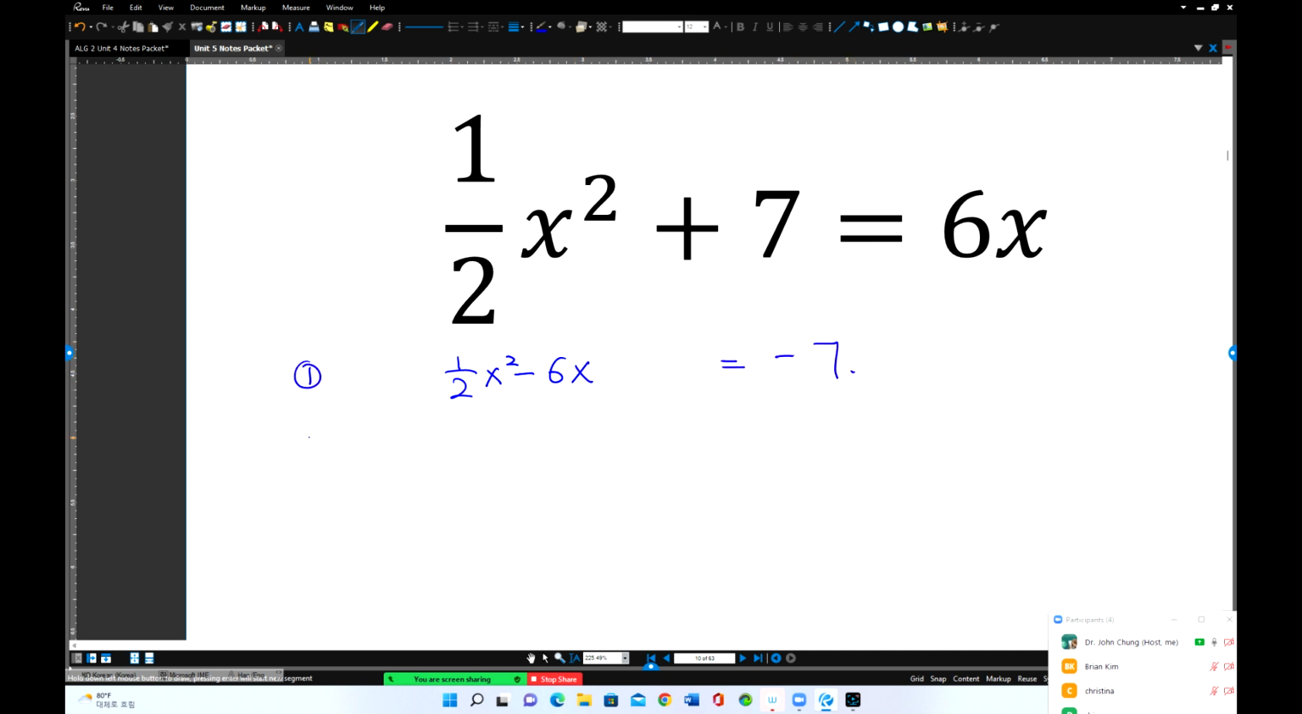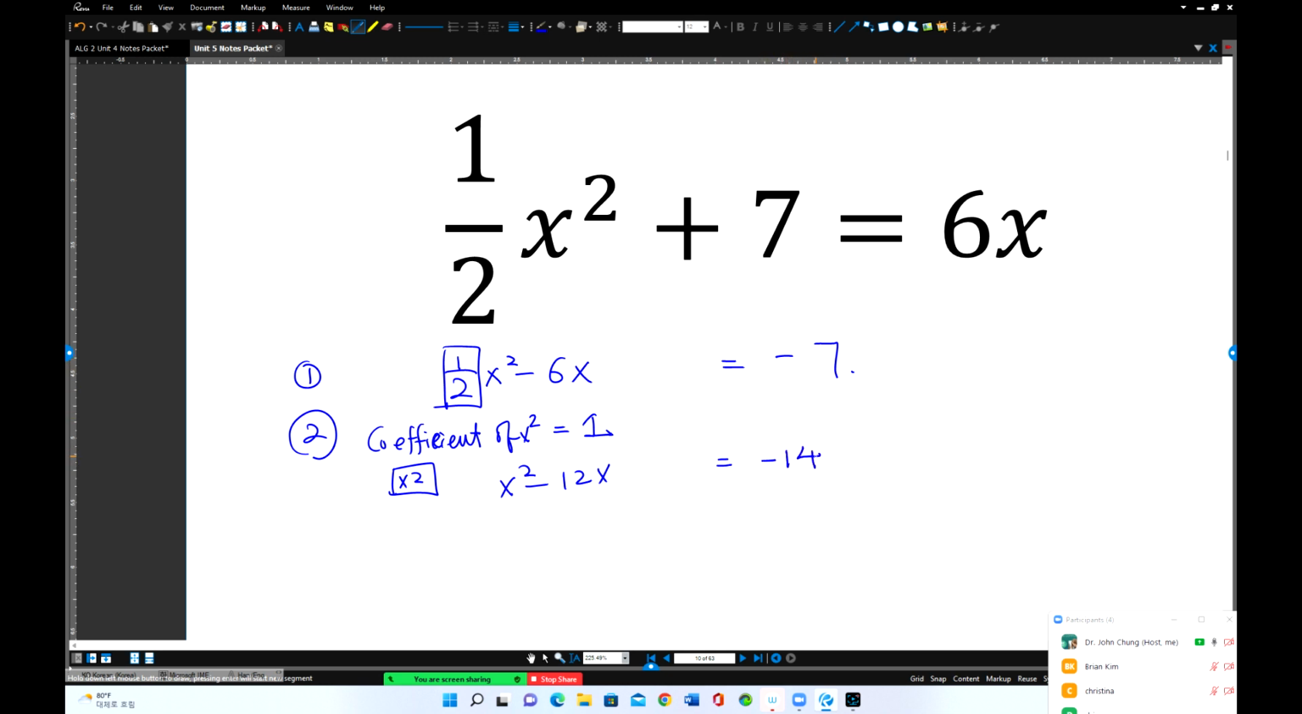But you gotta be careful. When you use complete the square, the coefficient of x squared must be equal to 1. This is 1/2. We cannot use complete the square, okay? So to make it 1, multiply all the terms by 2. So 1/2 times 2 is what, x squared. Negative 6 times 2 is what, negative 12x, equals negative 7 times 2, is what, negative 14.